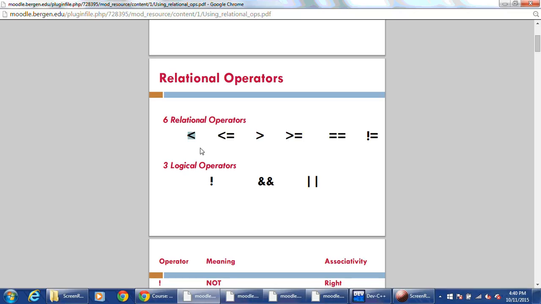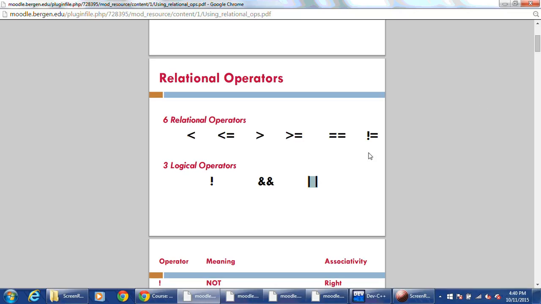This one is less than. This one is less than or equal to. This one is greater than. This one is greater than or equal to. This one is equal to. And this one is not equal to. For the logical operators, this is not. This is the operator for and, and this is the operator for or.